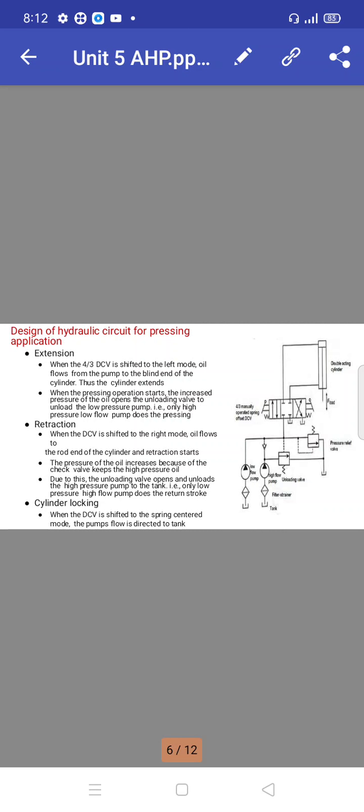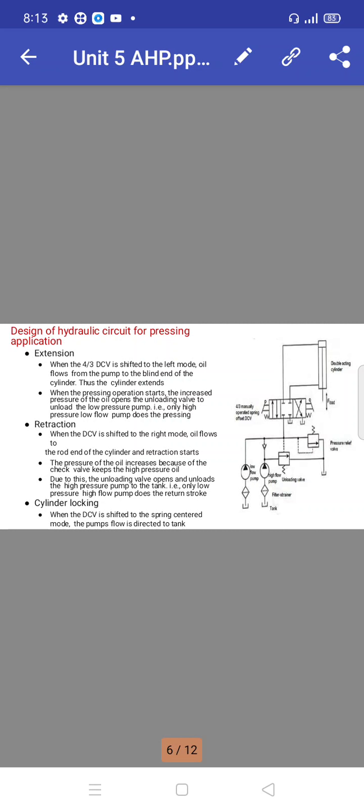Due to this, the unloading valve operates and unloads the high pressure pump to the tank. That is, only the low pressure high flow pump does the return stroke. So low pressure is utilized to carry out the return stroke. That's why we are using low pressure. High pressure is used for the pressing process, and to return to its original position we have to use low pressure pumps.